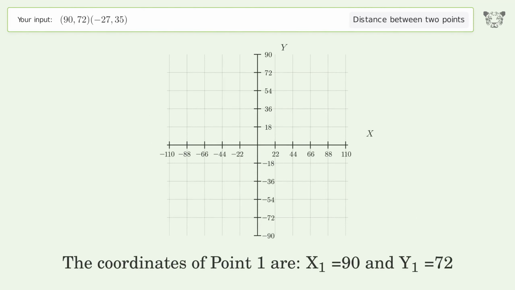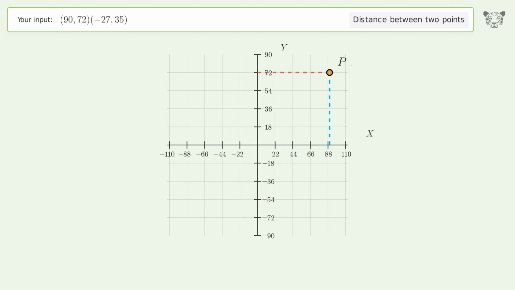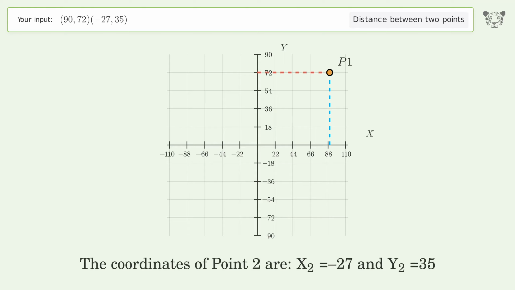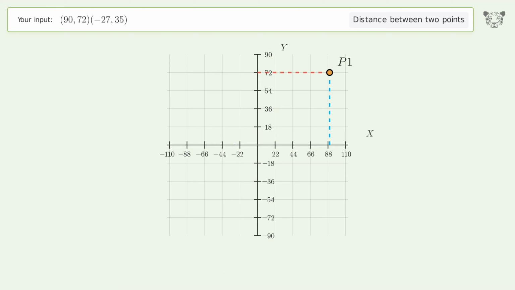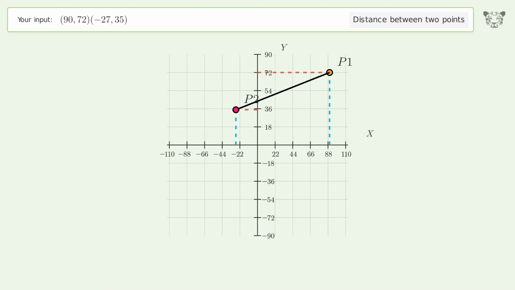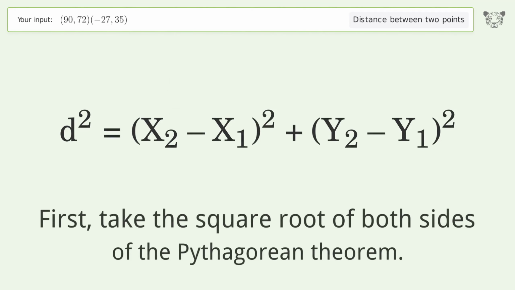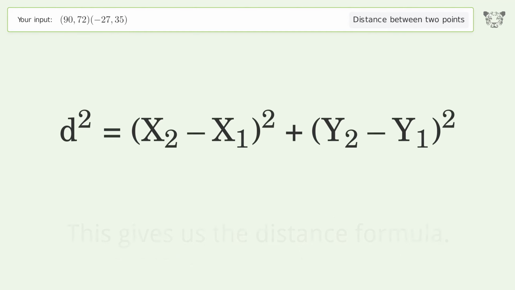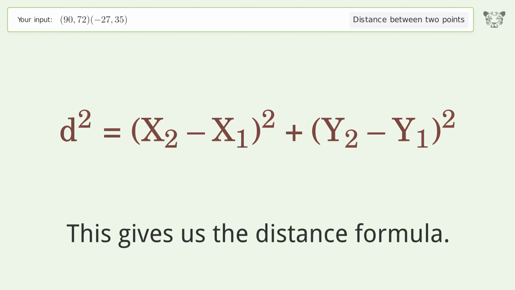The coordinates of point 1 are x1 equals 90 and y1 equals 72. The coordinates of point 2 are x2 equals negative 27 and y2 equals 35. D is the distance between the 2 points. First, take the square root of both sides of the Pythagorean theorem. This gives us the distance formula.